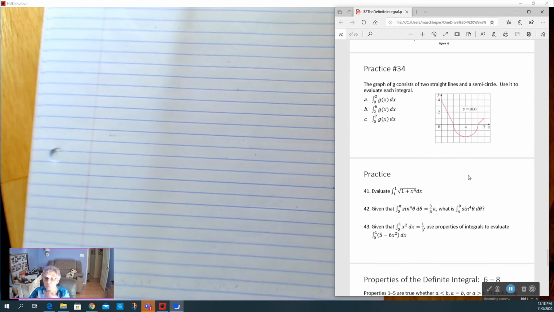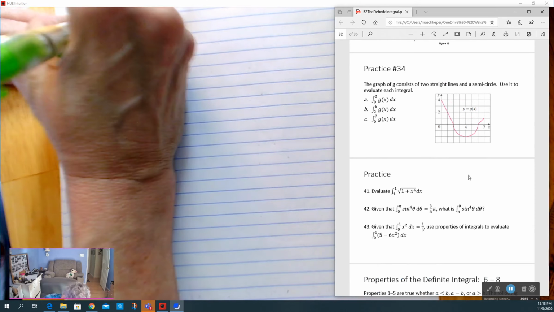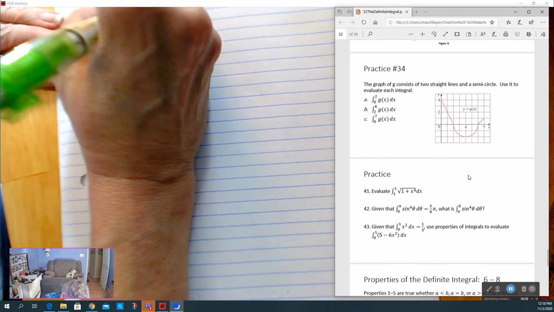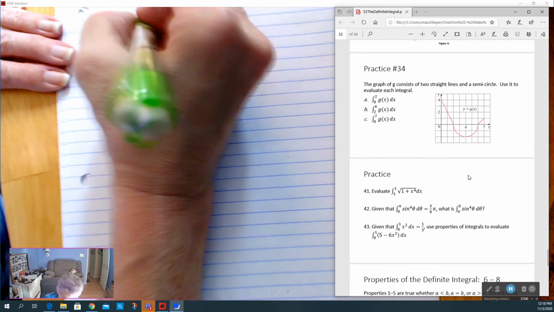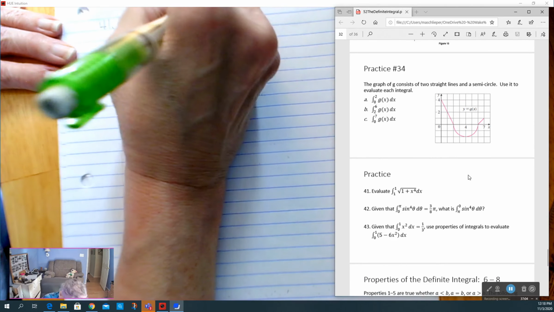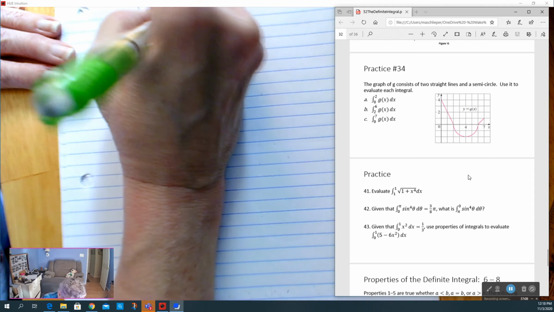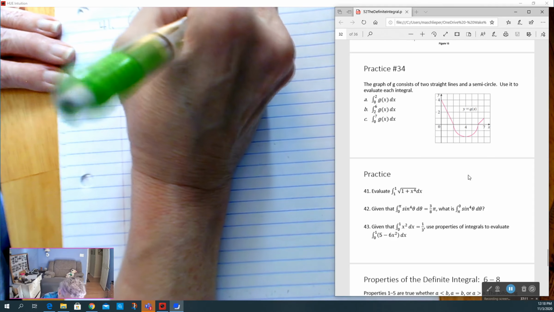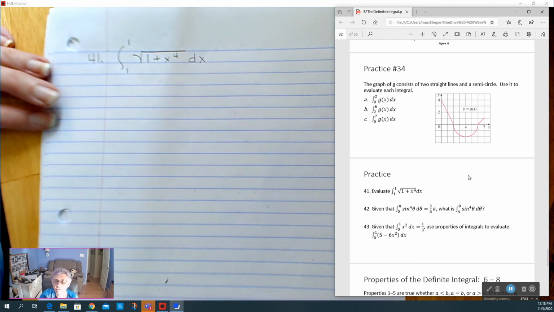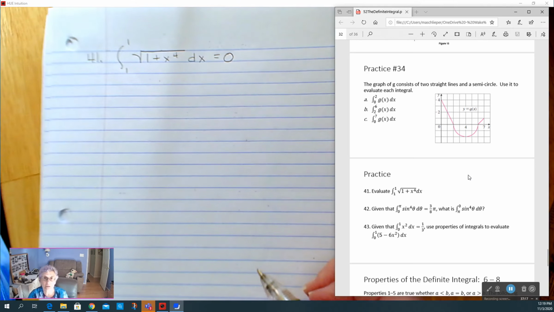Okay, let's run through these last little practice problems using our properties. You should know the answer even before I get number 41 written down, because the upper limit and the lower limit are exactly the same. So it doesn't matter, even if that were something incredibly complicated in there, the integral is equal to 0.